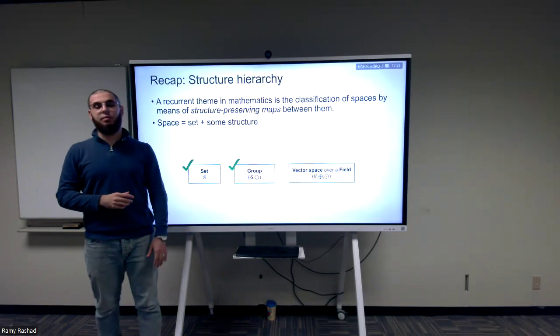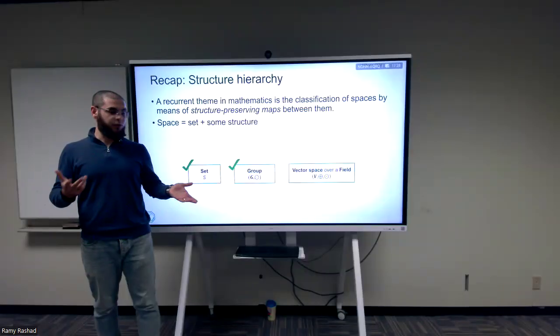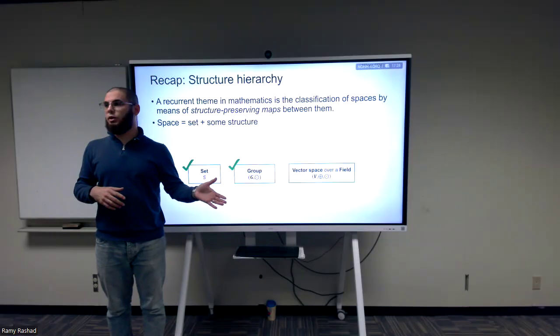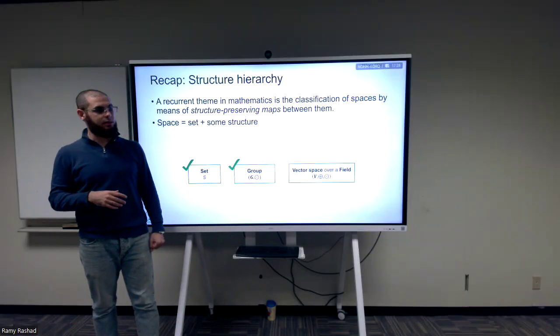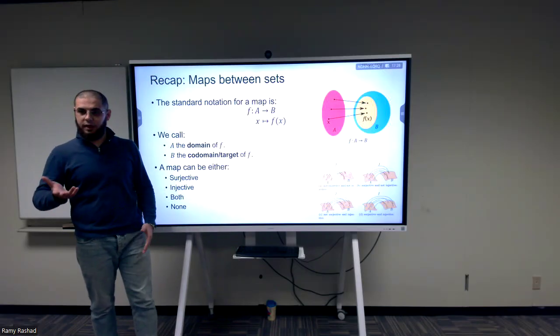Today we're going to be looking at something similar. We're going to be giving a set two more operations, two different operations, and based on some conditions that these maps satisfy, we're going to be defining what's known as a vector space over a field. So this is the topic of today.